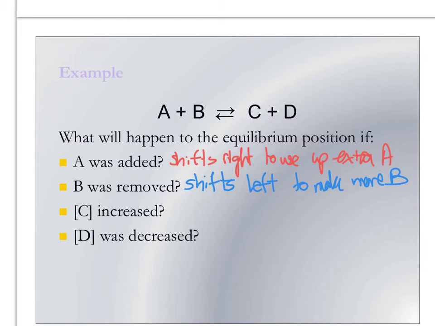So this one is going to shift left to use up the extra concentration of C. Okay, how about what if I decrease D? That means I'm removing some of that product. Well, now I don't have enough product, so it's going to shift to the right to make up for the lost D.